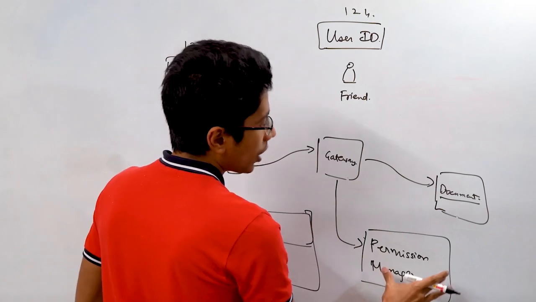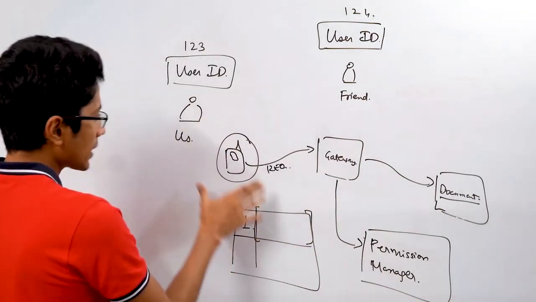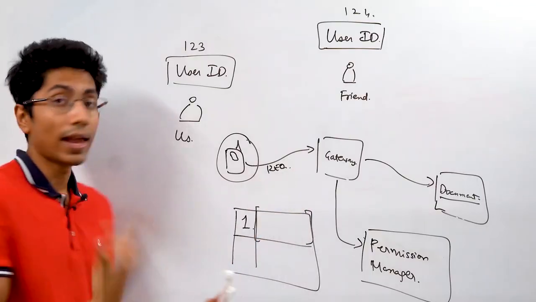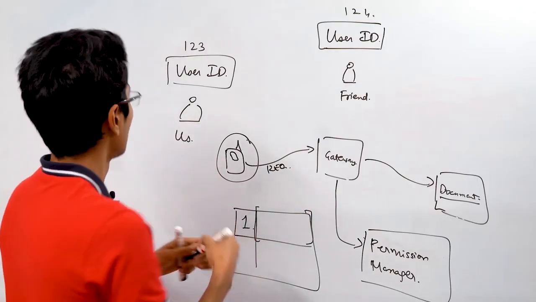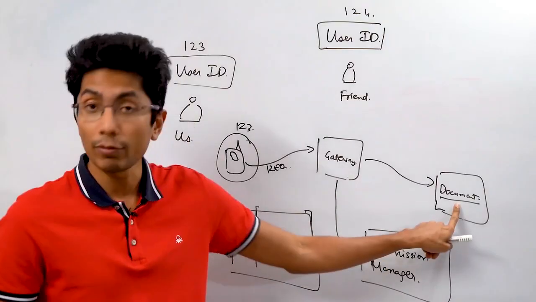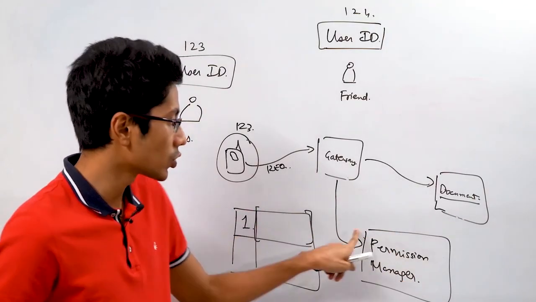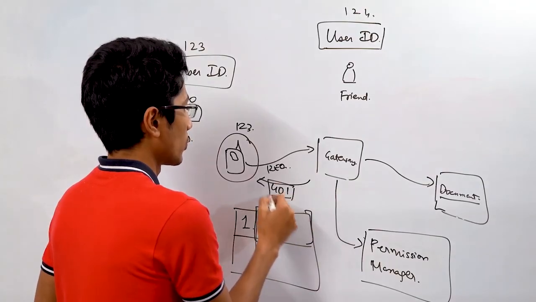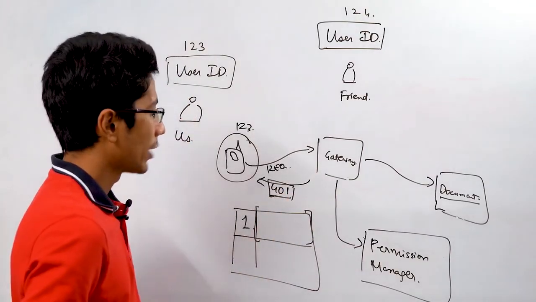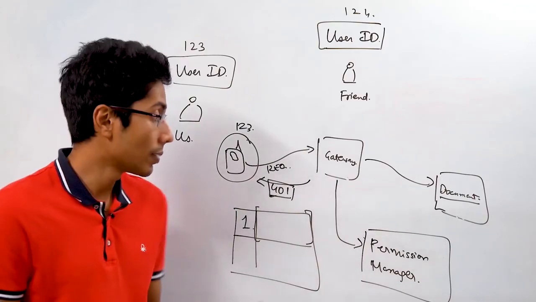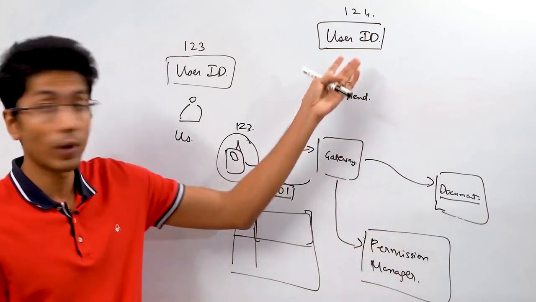Instead, we can have a service called a permission manager. What this does is it looks at every user request and then decides whether this request is valid or not. So if user 123 tries to write to a document that they don't have permission to, then the permission manager is going to fail that request and return, let's say, a 401 unauthorized response. And you might have the permission manager be as complex as required, depending on what kind of features you want to provide to users.